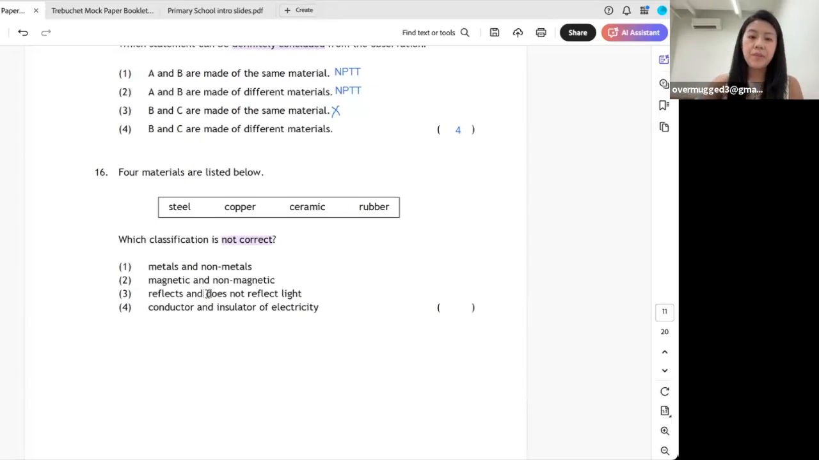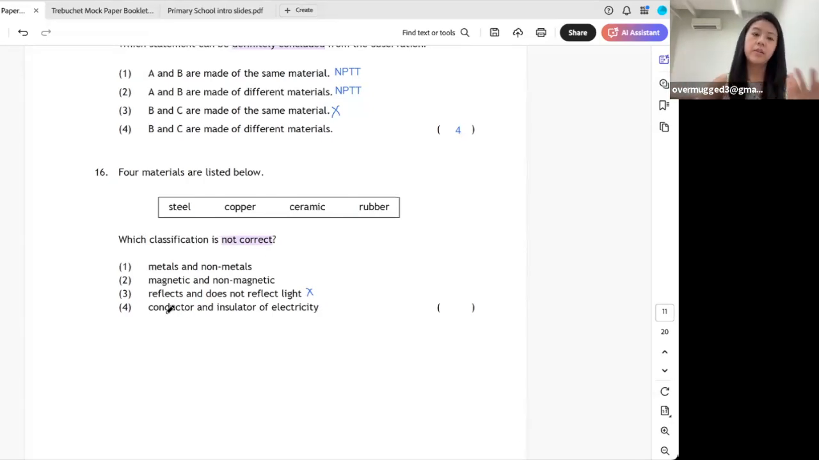Number 3, reflects and does not reflect light. For anything that is visible to us, it is because light is reflected. So I can see a steel spoon, I can see a copper wire, I can see a ceramic mug, I can see a rubber ball. The reason I can see all these four things is because they all reflect light. So from here, we can conclude that this is a wrong classification. I will end up putting all these 4 into one group and nothing in the other group.